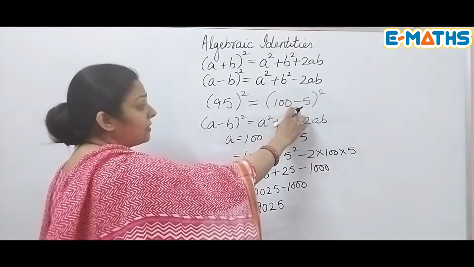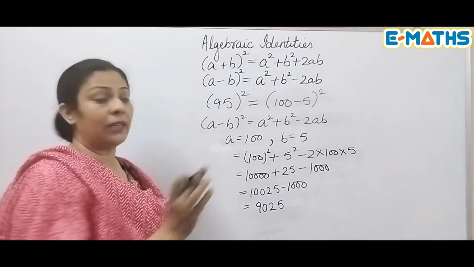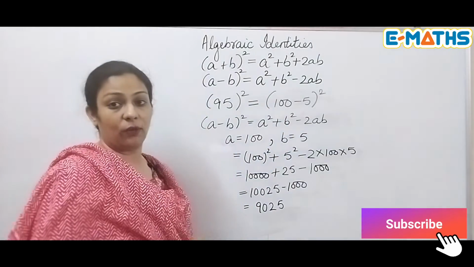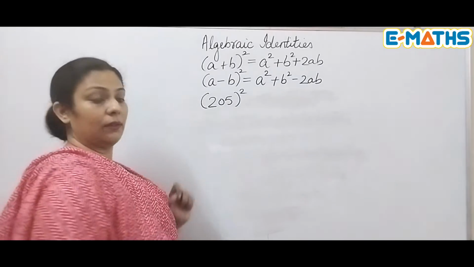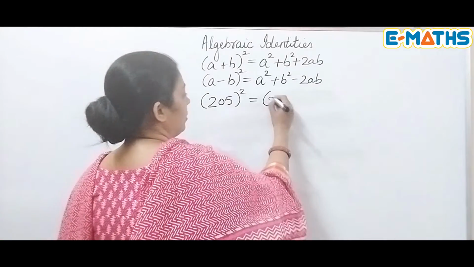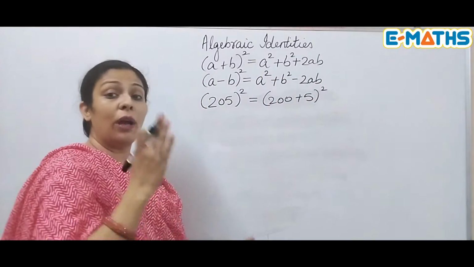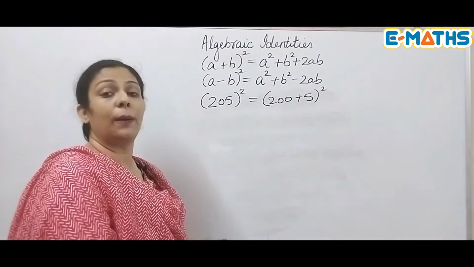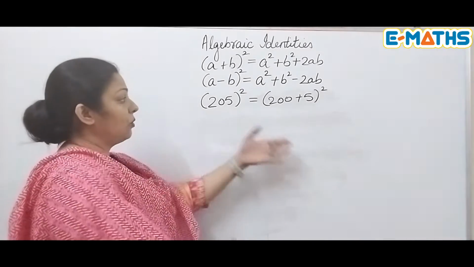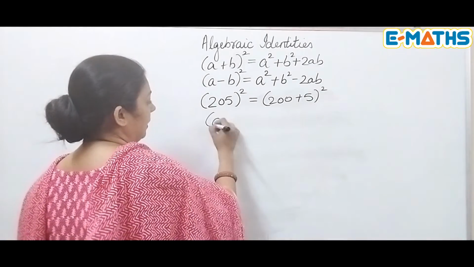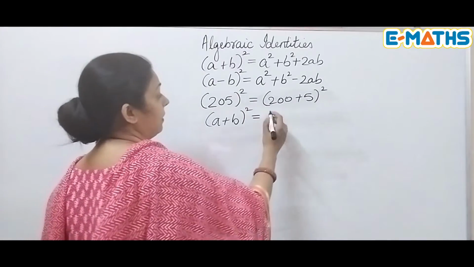If it has a minus sign, you will solve it like this. Now I'll take one more example where I'll take a positive identity. Now my number is 205 whole square. So I can write this as (200 plus 5) whole square. You have to break your number so that you can apply the identity, otherwise how will you solve it? So we have it as (a plus b) whole square, since we have a plus sign in between. So we will take a positive identity.